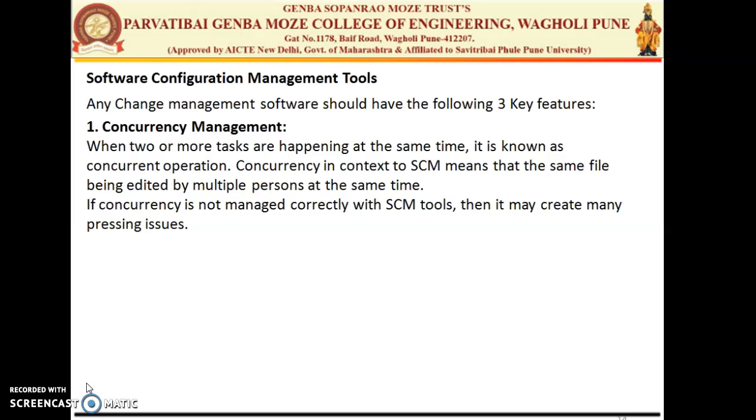Any tool in software configuration management should have three primary features. The first one is concurrency management. When two or more tasks are happening at the same time, it is known as a concurrent operation, or when two parallel processes are executing, they are called concurrent processes that are happening on your system. Concurrency in the context of software configuration management means that the same file can be edited by multiple persons working on the same file at the same time.